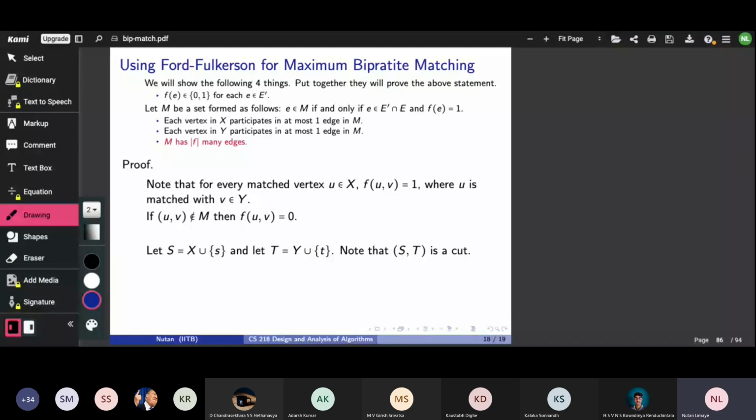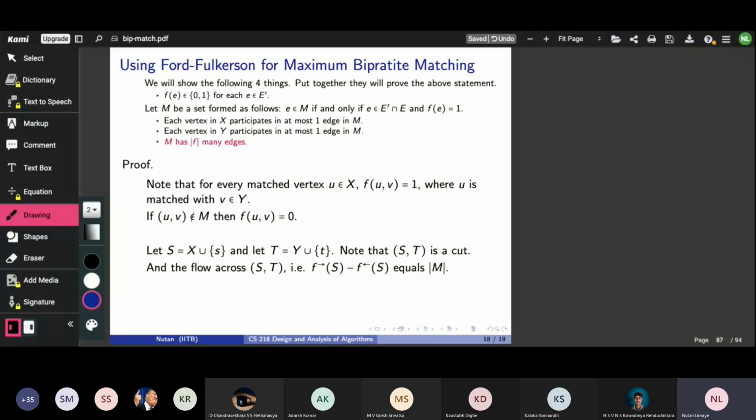Now let us define a cut. The cut S, T is defined as follows. The set S consists of the vertex set X and vertex little s, and T consists of Y and little t. It's very easy to see that capital S and capital T form a cut because they partition the vertex set, and little s belongs to capital S, little t belongs to capital T. So they form a cut.